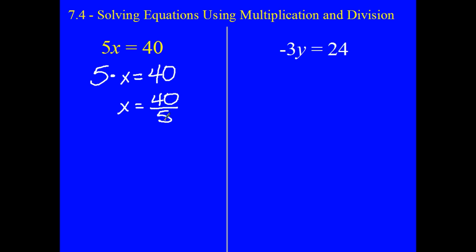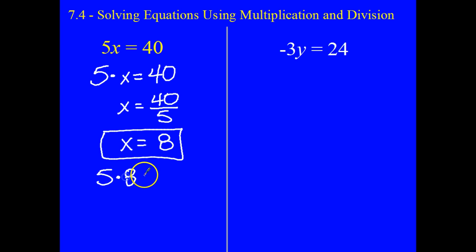So if I take 40 and divide it into groups of 5, that tells me I have 8 in each group. And so that's my answer. Let's plug that back in. 5 times 8 is equal to 40. If I have 5 groups of 8, will that give me 40? Yes, it will. 40 is equal to 40. They say the same thing, and that's what you're looking for in these equations.